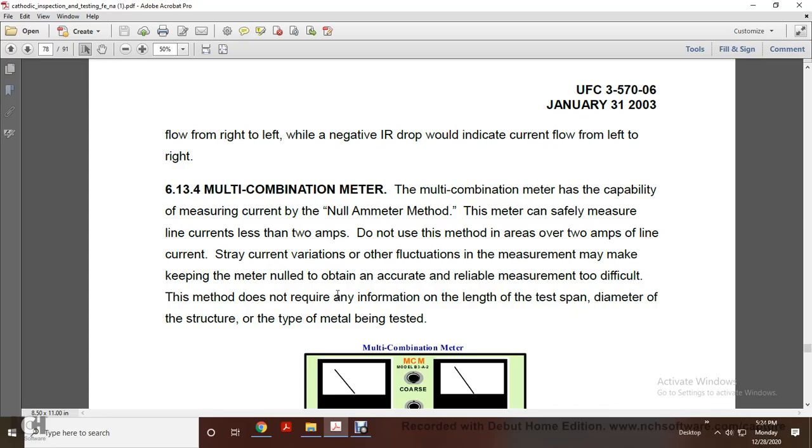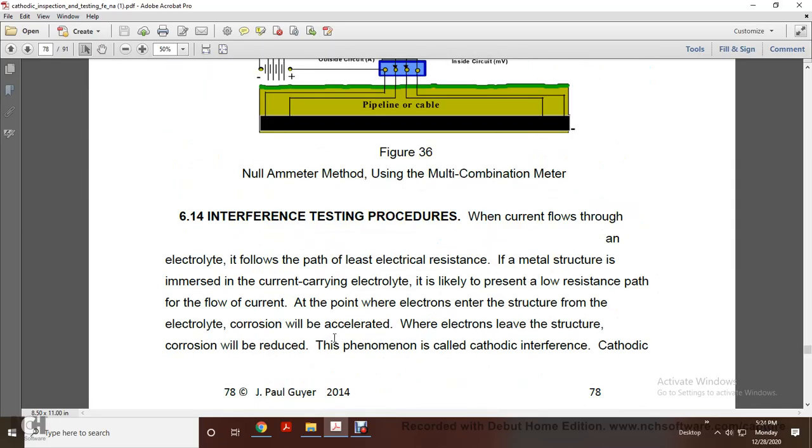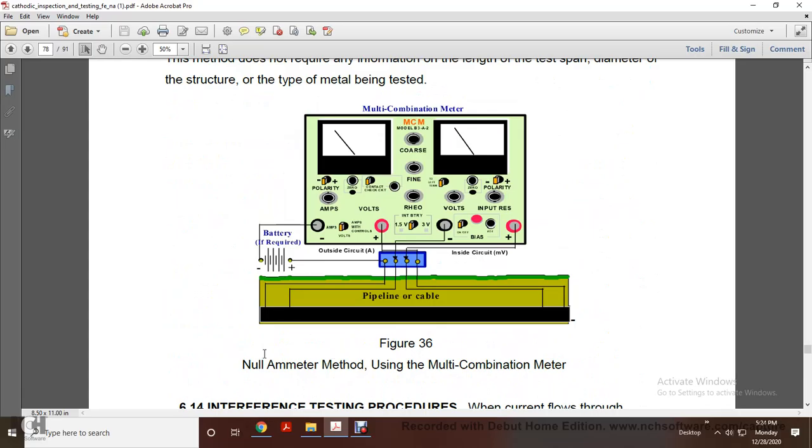It is difficult to measure otherwise. The method does not require any information about the length, the test span, the diameter of the structure, or the type of metal being tested. Figure 36 shows the null ammeter method using a multi-combination meter, with a battery if required, an outside circuit, an inside circuit, and a millivolt meter on the pipeline or cable.